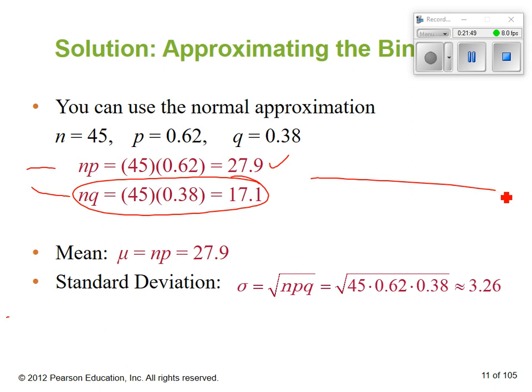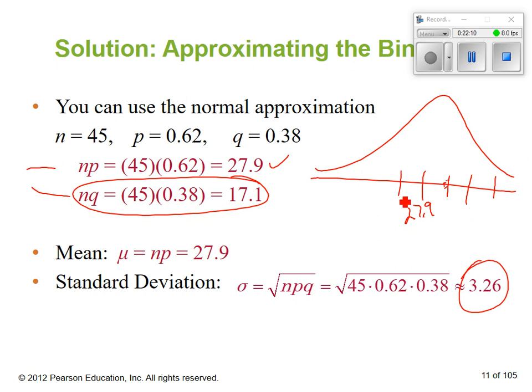From the quiz, what's going to go right in the middle here? 27.9. What do we do to find this first number right here? Add 3.26 to it. What do we do to find this next one? Add another one. Add another. What do we do going down this way? Subtract it, subtract it, subtract it, and so on.